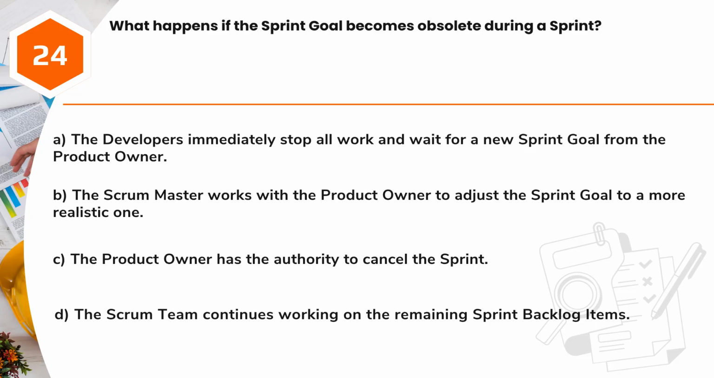Question 24. What happens if the sprint goal becomes obsolete during a sprint? A. The developers immediately stop all work and wait for a new sprint goal from the product owner. B. The Scrum Master works with the product owner to adjust the sprint goal to a more realistic one. C. The product owner has the authority to cancel the sprint. D. The Scrum team continues working on the remaining sprint backlog items.